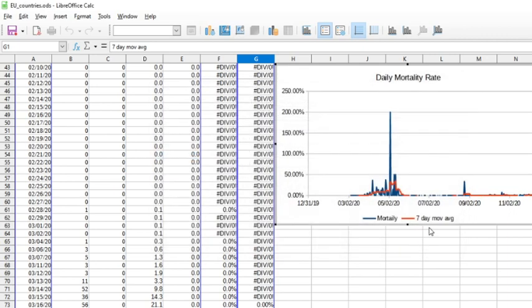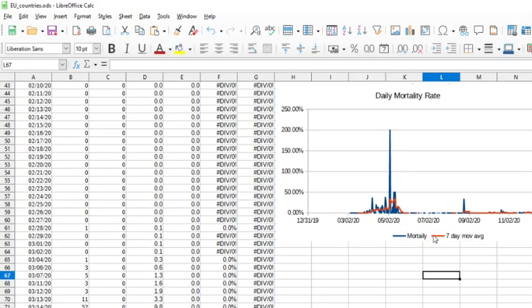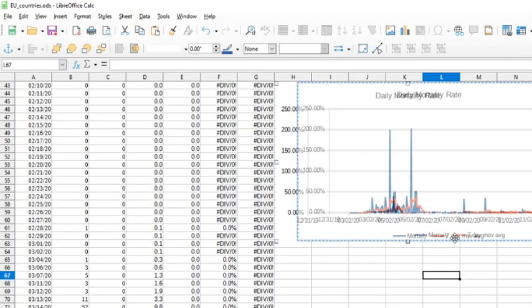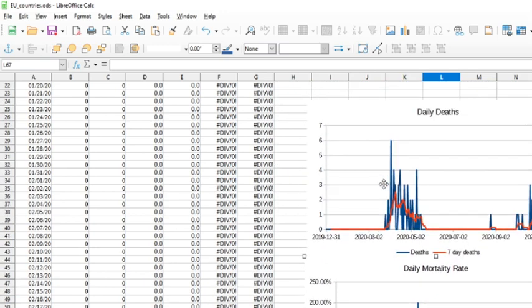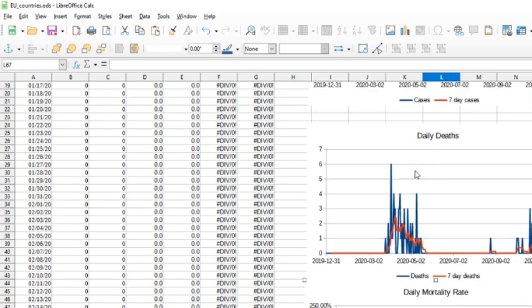You can see the mortality rate is very low. All right. So that's good news. You can see that there are some increase in deaths, but there's a lot of volatility as far as deaths.